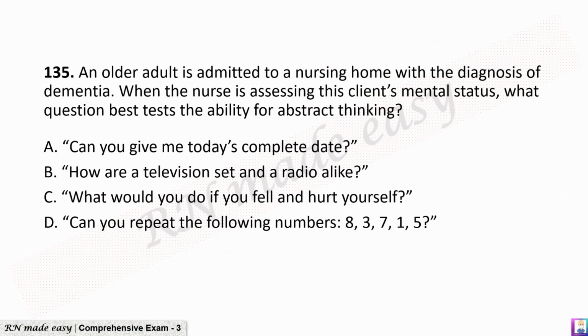Question 135. An older adult is admitted to a nursing home with the diagnosis of dementia. When the nurse is assessing this client's mental status, what question best tests the ability for abstract thinking? A. Can you give me today's complete date? B. How are a television set and a radio alike? C. What would you do if you fell and hurt yourself? D. Can you repeat the following numbers: 8, 3, 7, 1, 5.